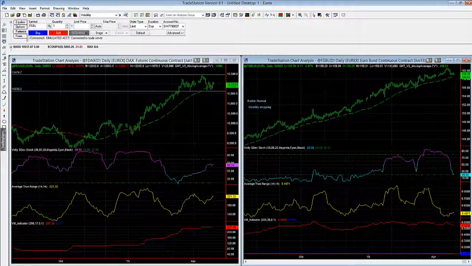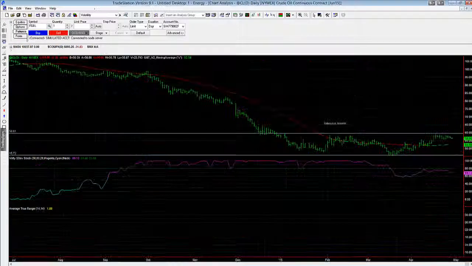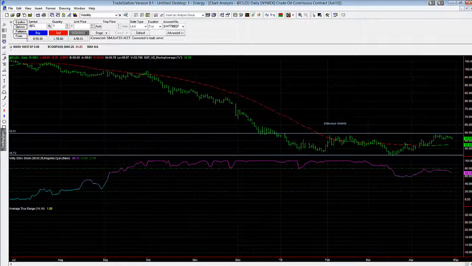So just having a look at the intraday action there, or if you're swing trading, looking at the daily action. And we know that we've got a bullish normal and volatility is dropping on the Eurobond. Let's have a look at some of the other markets. So the energies, we want to look at crude. Now, crude's been in a sideways volatile market for a while now.